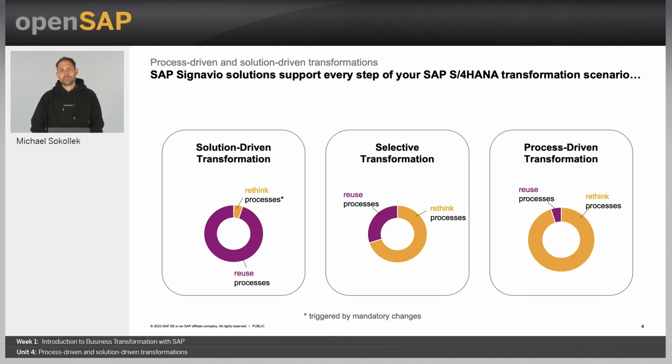In a process-driven transformation, customers rethink most of their processes and reuse only some processes, potentially even none if they're a new SAP customer. A process-driven transformation is executed as a new implementation. This slide only illustrates the main transformation scenarios. Any ratio of rethinking and reusing processes will look different. There are basically many shades of gray.